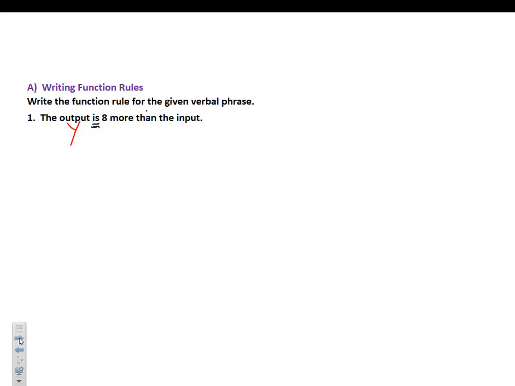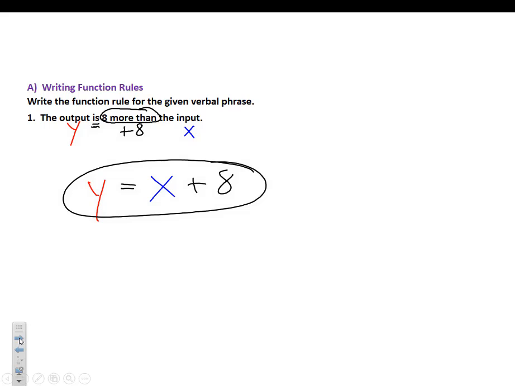8 more than. Well, let's see. 8 more than. If I were to mark my text, 8 more than something. How do I represent 8 more than something? That's right, I'm adding 8. It's 8 more than the input, and the input is always our variable y. I'm sorry, hello. Our input is always the variable x. So here we have y is equal to 8 more than x. So here's our input plus 8. Y is equal to x plus 8. That is our function rule, which is written as an equation to represent this function.